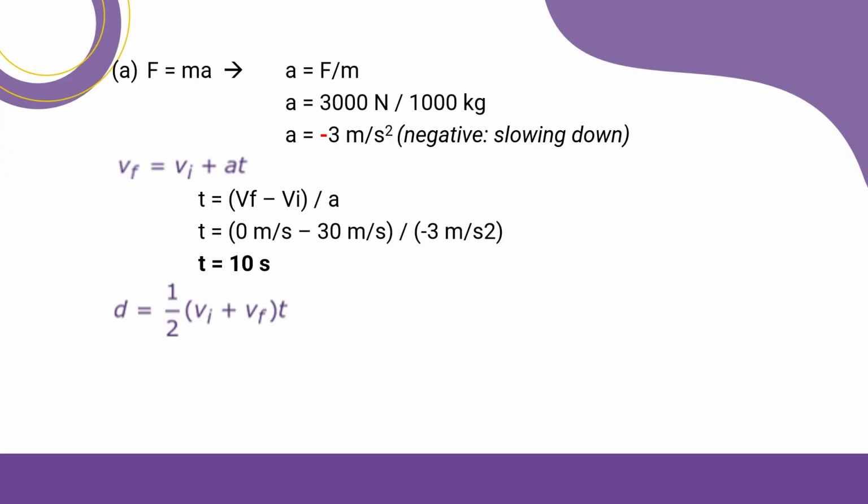Now to get the distance, we're going to use another kinematic equation. D is equal to 1/2 multiplied by Vi plus Vf multiplied by time, and substituting our values, we now have 150 meters as the distance traveled by the car.